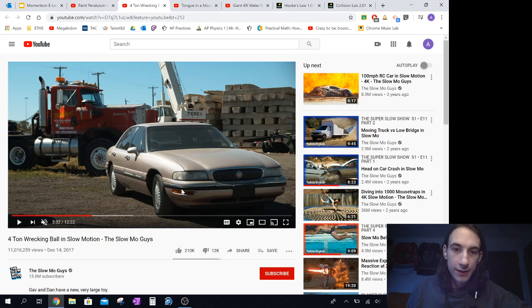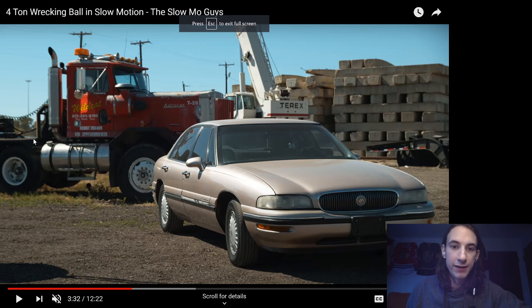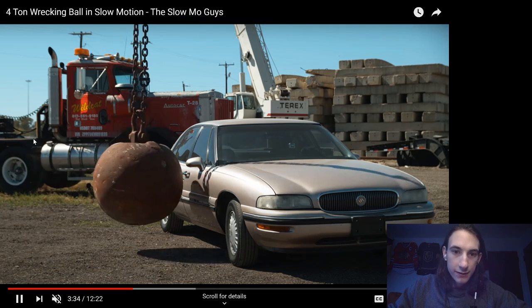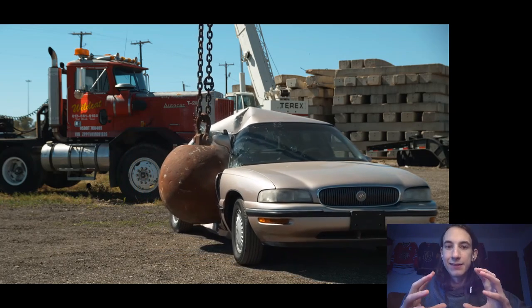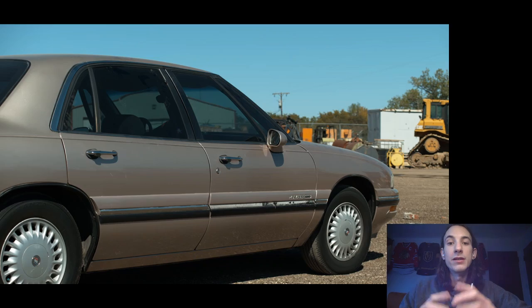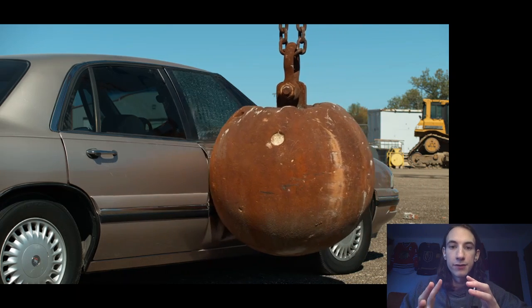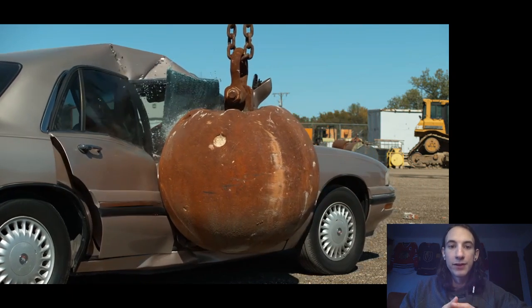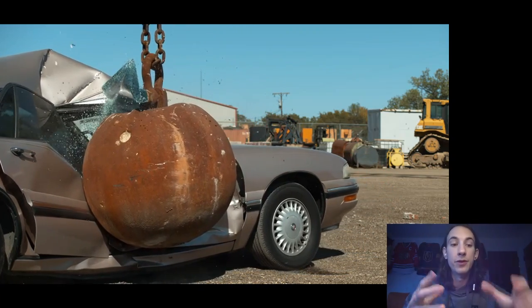The next one I have is this 4-ton wrecking ball hitting the side of a car. Here we see it hits the side of the car. The wrecking ball itself doesn't compress at all. It's a very rigid material. But we see the door starts to crumple. So we have this crumpling of the door. This force, again, is happening over some sort of time.